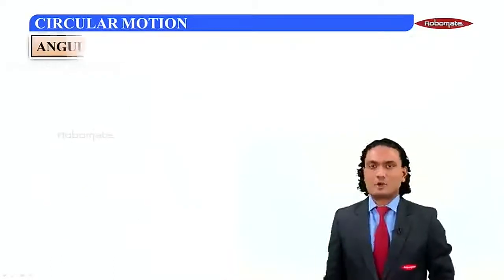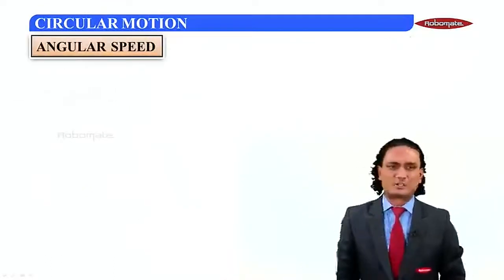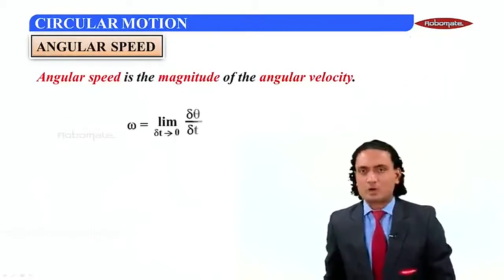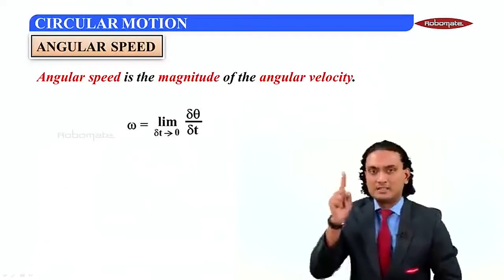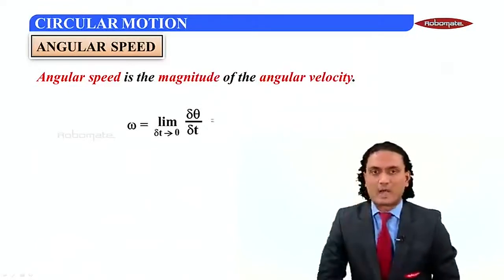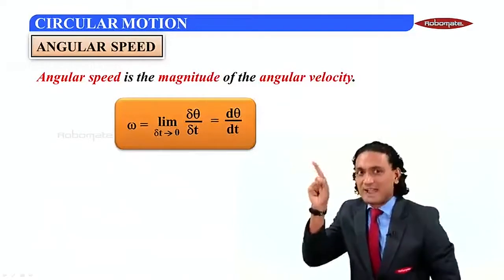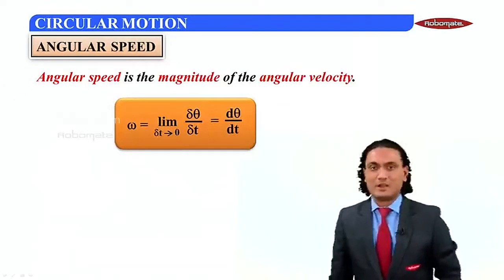Fine. Now we have to go to the concept of angular speed. Now what is angular speed? Very simple. Angular speed is the magnitude of angular velocity. And what is the formula? Omega is limit delta t tends to 0, delta theta upon delta t, which is d theta by dt. See here, I have not taken the vector. I have just taken only the magnitude. Is that clear?